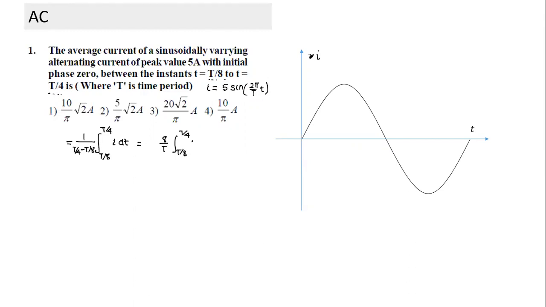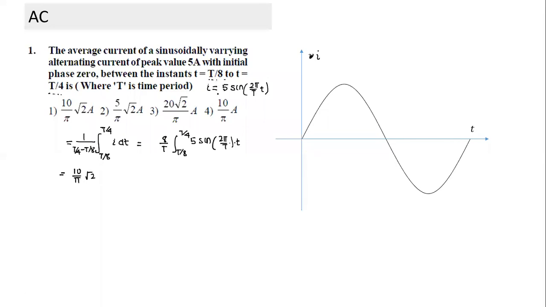And we substitute the value of I, 5 sine of 2 pi by T into capital T. It's a simple integration, and we can easily find the value. And this comes to 10 by pi into root. So it could be for any other time.